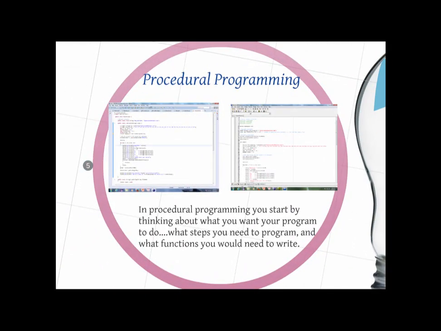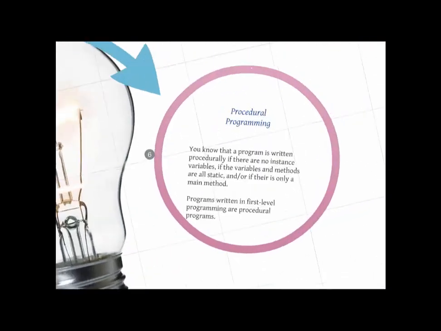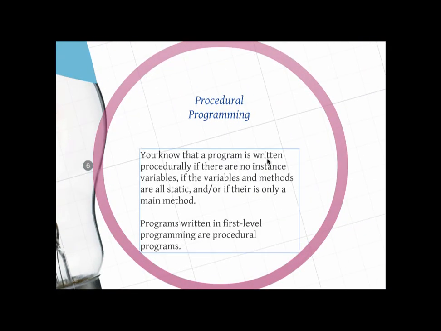In procedural programming, we start by thinking about what we want our program to do, what steps we need for our program, and what functions we need to write. In first level programming, this is the way that we've programmed. You know that a program is written procedurally if there are no instance variables, if the variables and methods are all static, and/or if there is only a main method.